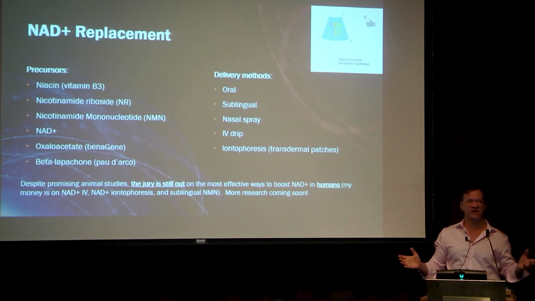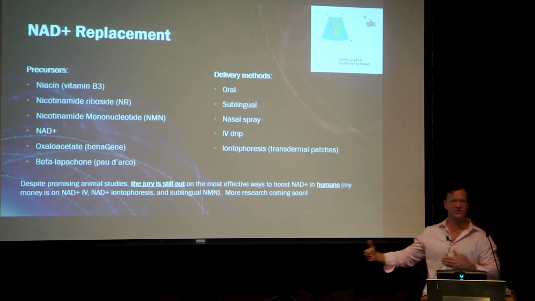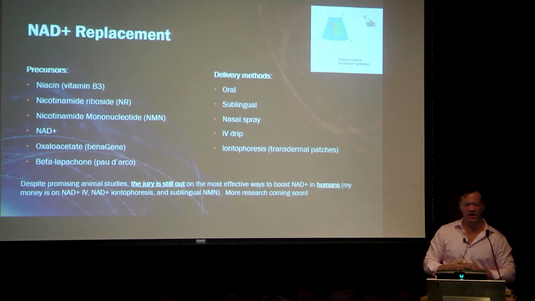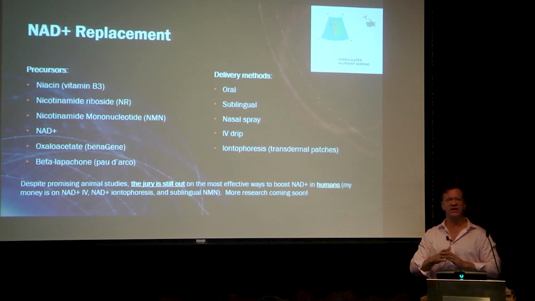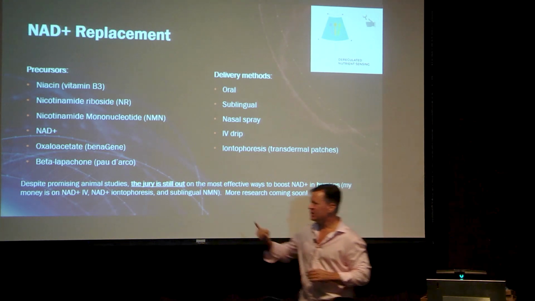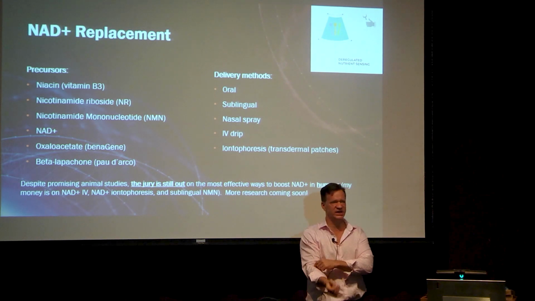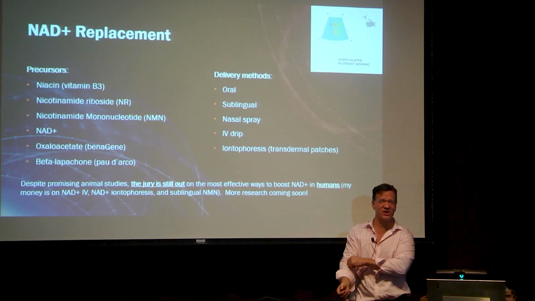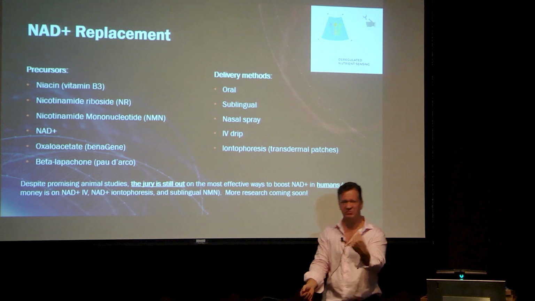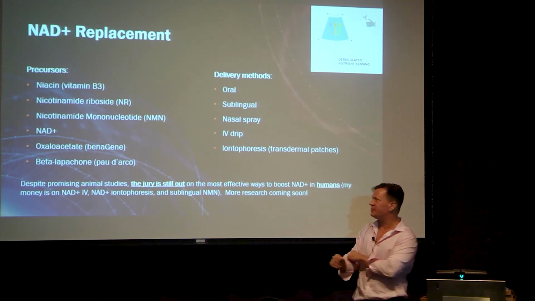So there are a lot of promising animal studies. The jury is still out on what is the best way to supplement in order to raise your cellular NAD levels. The ones that seem to work, as far as I can tell, based on the best research we have: you can get an IV drip of actual NAD+, right? They stick a needle in your arm. It takes about 6 hours, and they actually put NAD+ directly into your bloodstream. That seems to work pretty well.